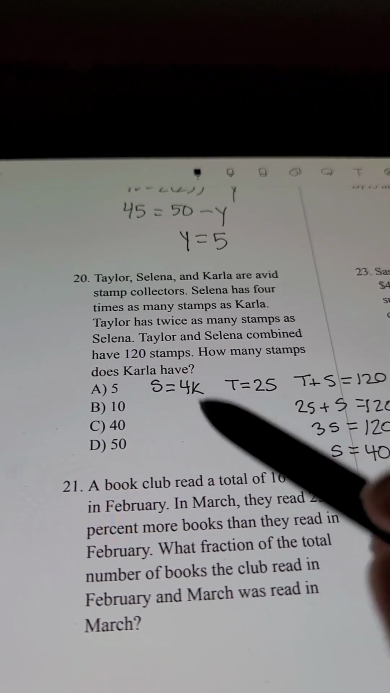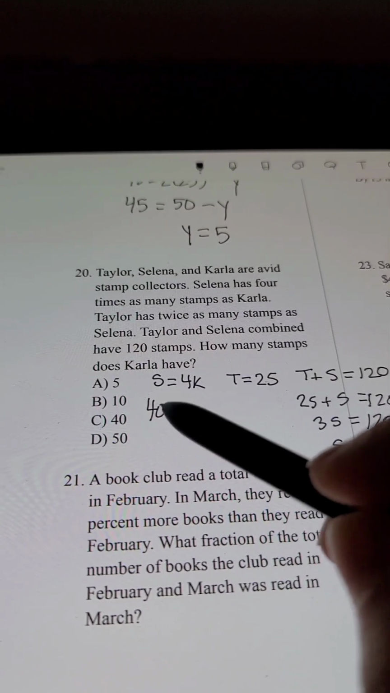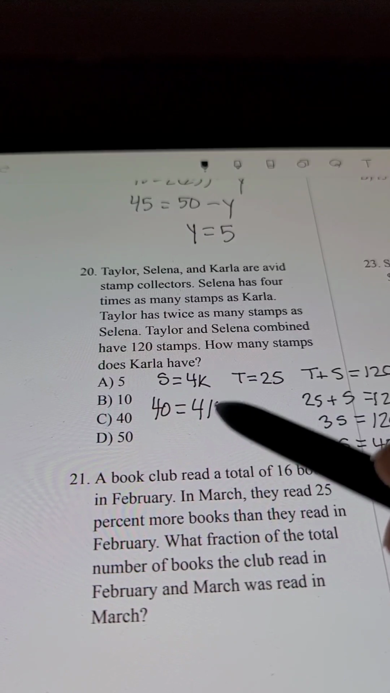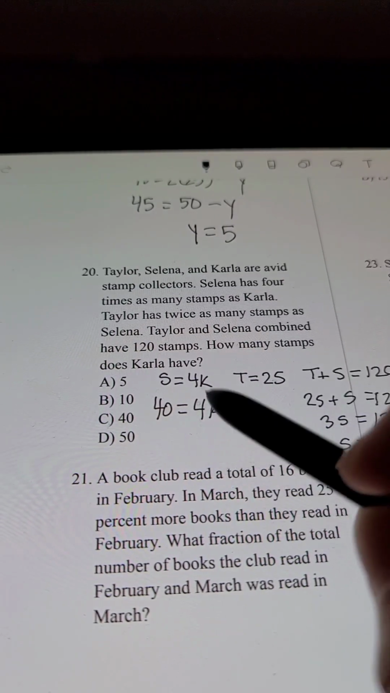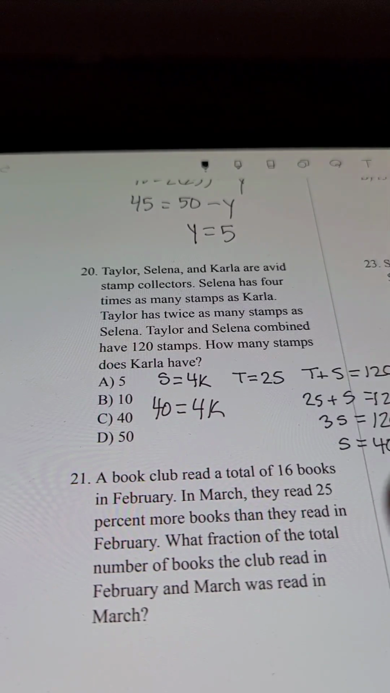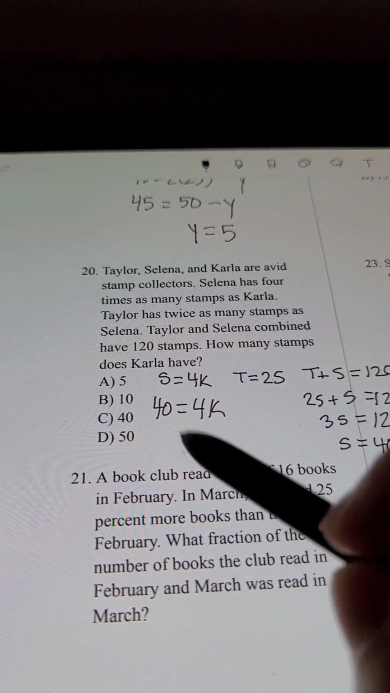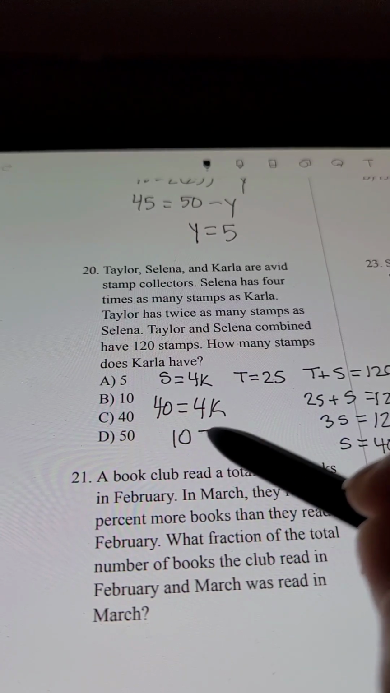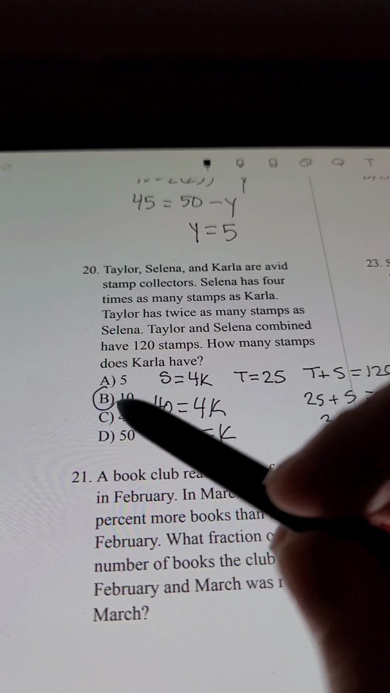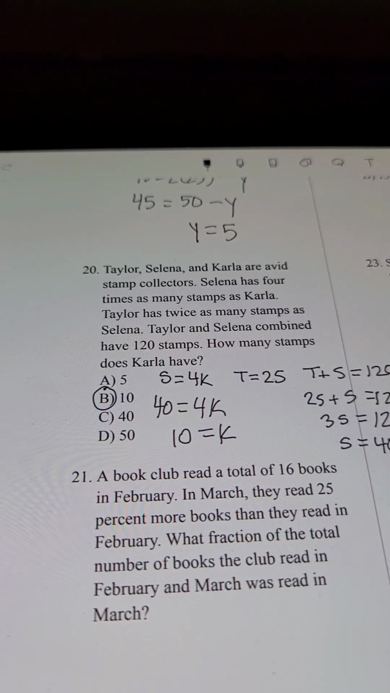Now that I know S is equal to 40, I could say, okay, that means 40 is equal to 4 times K. So then what must K be? Well, you already see what K could be, but you could technically divide by 4 on each side to get K completely by itself. And K equals 10. So the answer would be B.